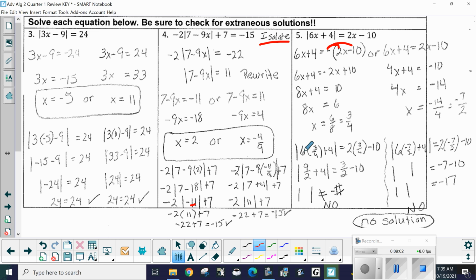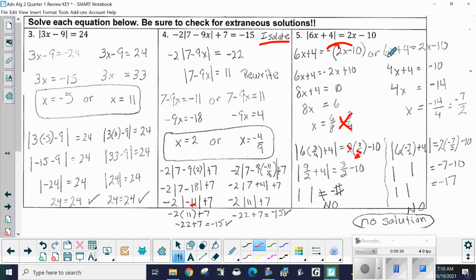Over here, I get 9/2. When I multiply this together, remember it's 6 over 1, so it's 18 over 4, which becomes 9/2 plus 4. Got the absolute value. Over here, however, notice that the 2 cancels with the 4, so I get a 2 on the bottom, so I just get 3/2 minus 10. 3/2 minus 10 is going to be a negative number. I'm going to have the absolute value equal to a negative number. That's not possible, so therefore I know that 3/4 is not a possible solution.